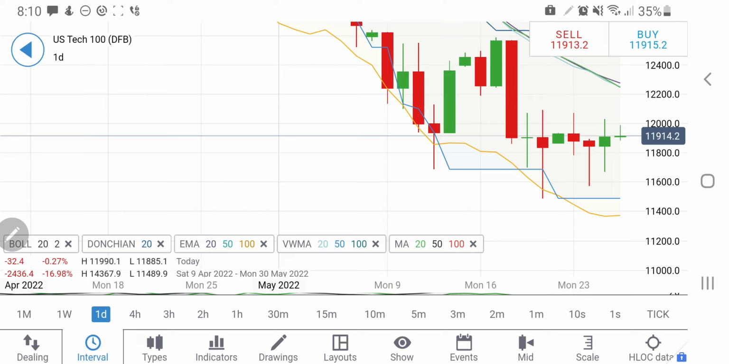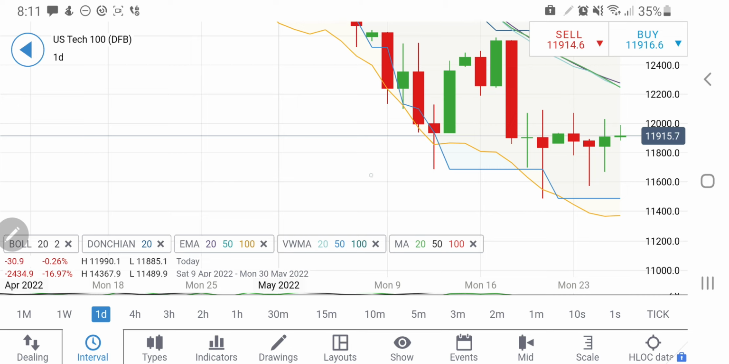On the downside, if it breaks 11,850, it will try to drop till towards 11,800, which is a very strong support. Below 11,800, it will directly land to 11,700 first support, 11,620 next support, and then 11,500 the final support. So this is how it is going to trade.